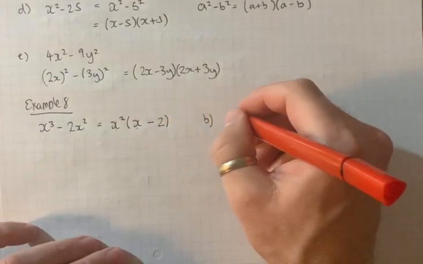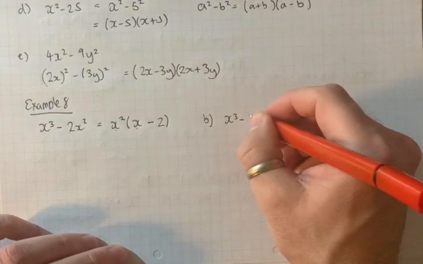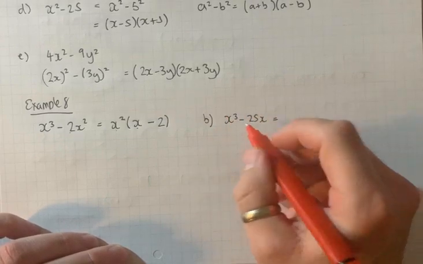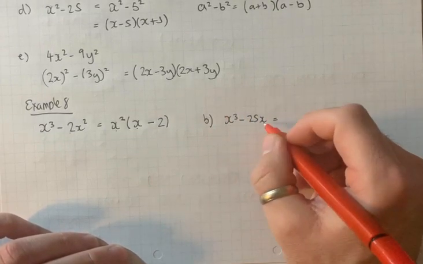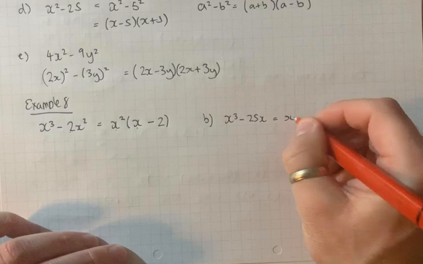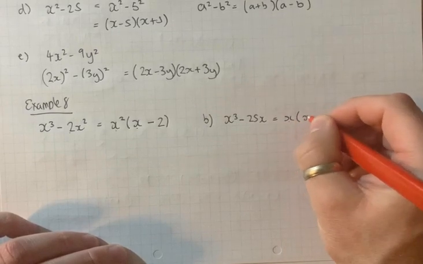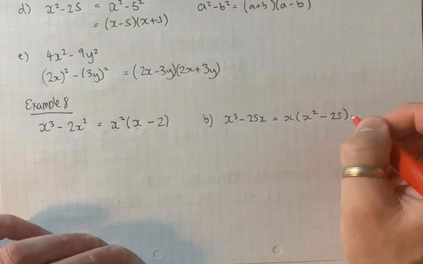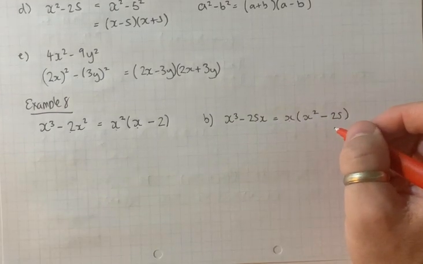D, x cubed minus 25x. So again, 1 here, so forget about the numbers. What's the biggest thing that fits into x and x cubed? Well, just x this time. x times x squared is x cubed. x times 25 is minus 25x.